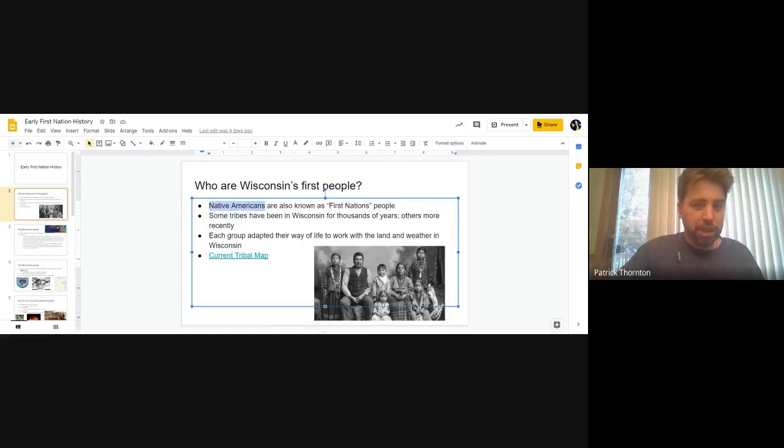We learned this part already. Native Americans are also known as First Nations people, right? Because they were the first people here. The first country was Native American countries. Now here's something really interesting. Some of the Native American people have been in Wisconsin for thousands of years. Think about that. Not just a couple hundred years, thousands.